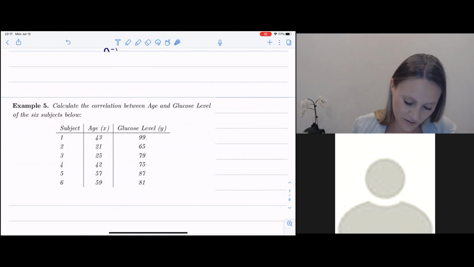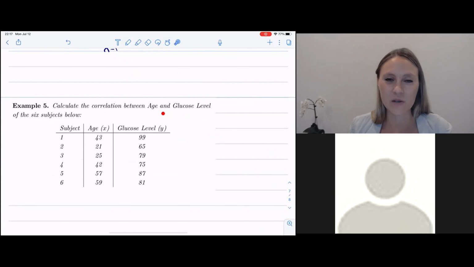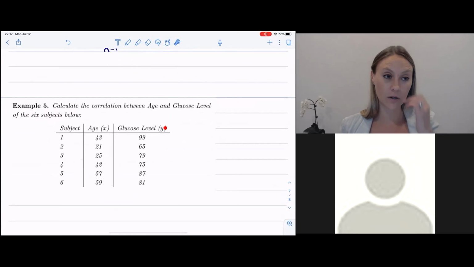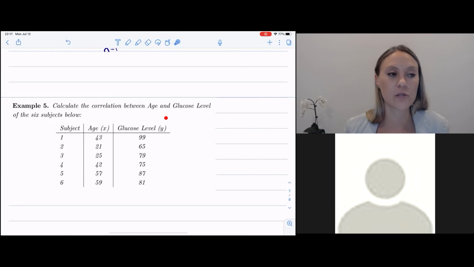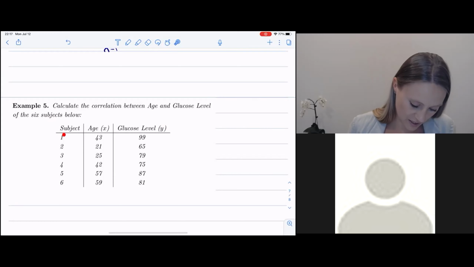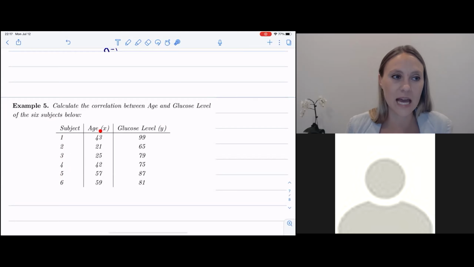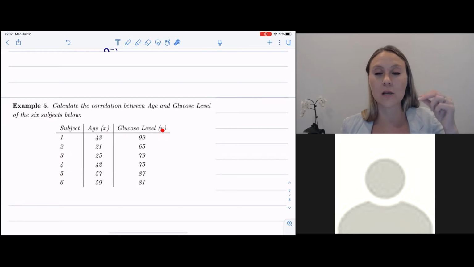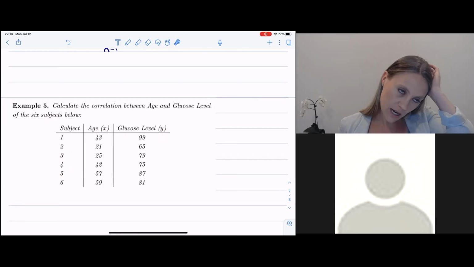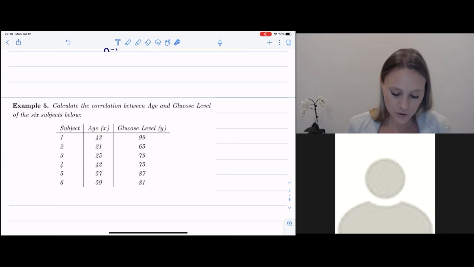It's actually where I got the idea to make you practice the response and the explanatory variable. So we're going to calculate the correlation between age and glucose level of the 6 subjects below. We decided that age was the X variable and the glucose level was the Y variable, right? Notice that each subject has an X coordinate and a Y coordinate, and that's what makes a point on the graph. So what do we need to do?